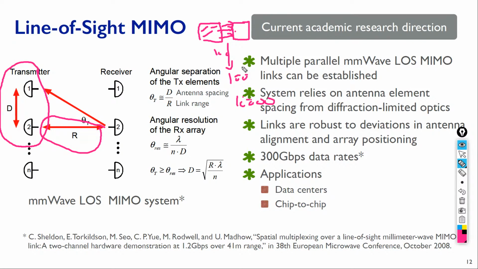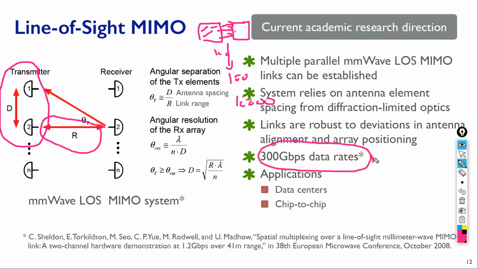So the point here: multiple parallel millimeter wave line of sight MIMO links can be established for this kind of application. The system relies on antenna element spacing from diffraction limited optics. Links are robust to deviation in antenna alignment and array positioning. The data rate, the most promising thing, can reach up to 300 gigabit per second. Almost, if you increase the number of antennas enough, you can reach 1 tera. And the applications are data center and chip-to-chip communication.